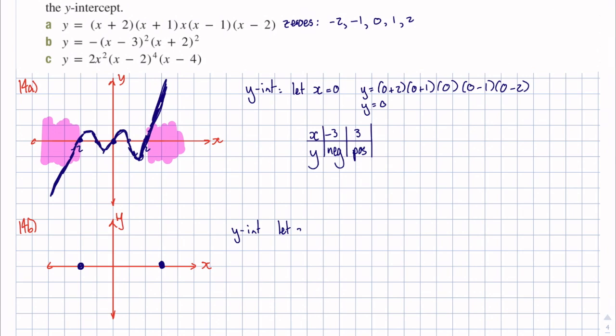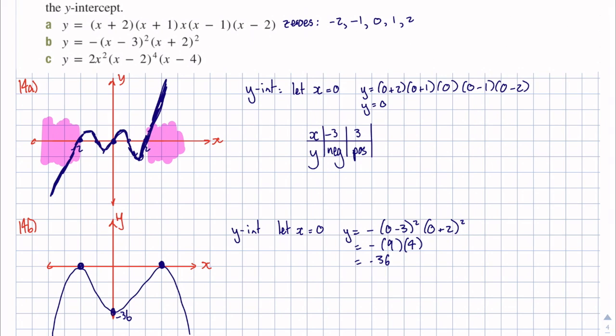Let x equals 0. So we've got y equals -0 take 3 squared, 0 plus 2 squared. So I've got -0 take 3 is -3 squared, 9, 0 plus 2 squared, 4. So that's -36. Oh gosh, that's like way down, but I'm going to pretend it's here. Now that's a pretty strong hint that we're going to bounce down, cut through there and bounce back up and go that way. But let's double check with the table of values.